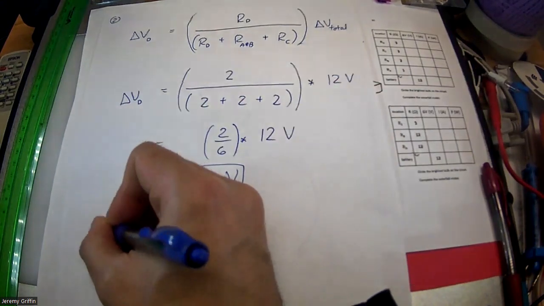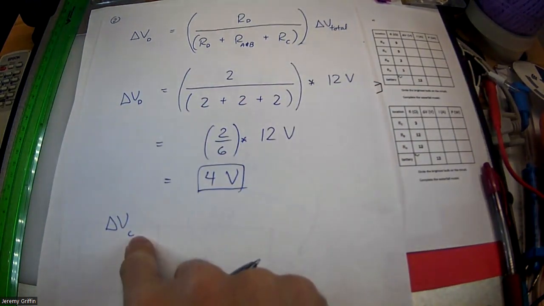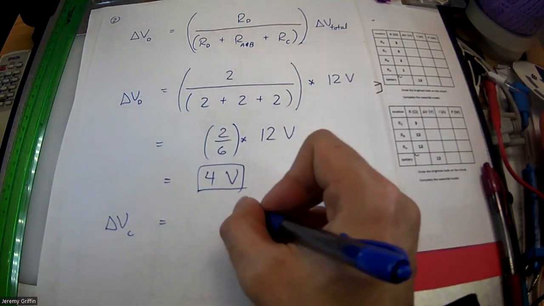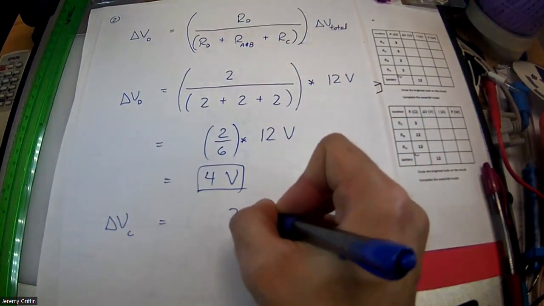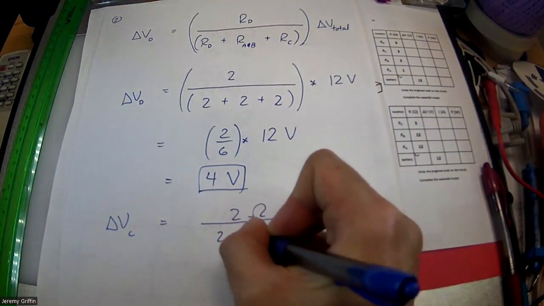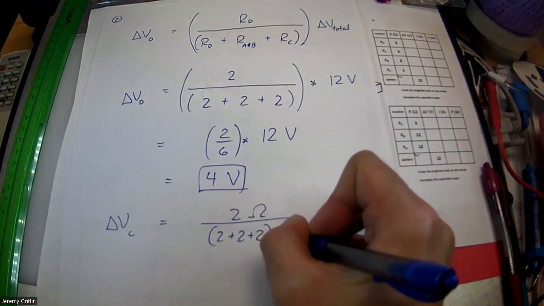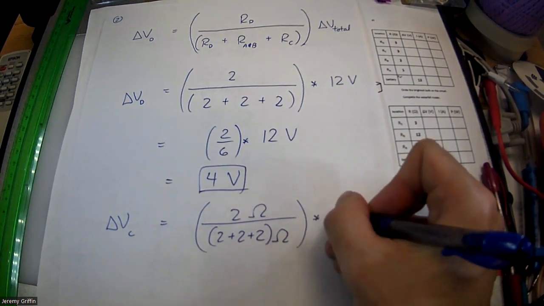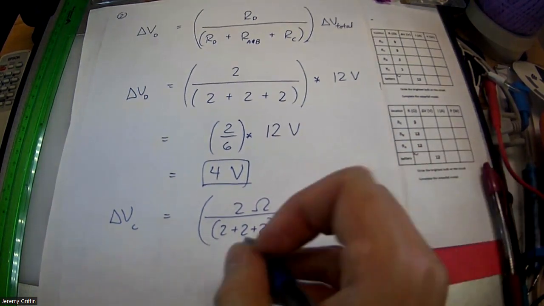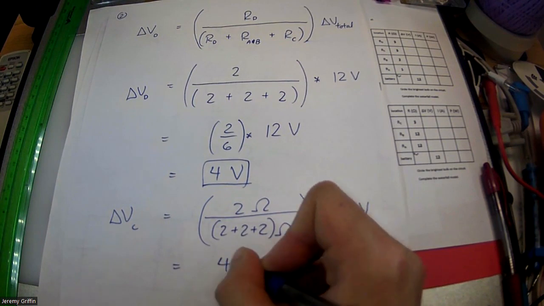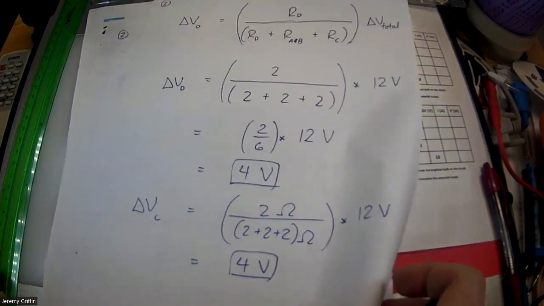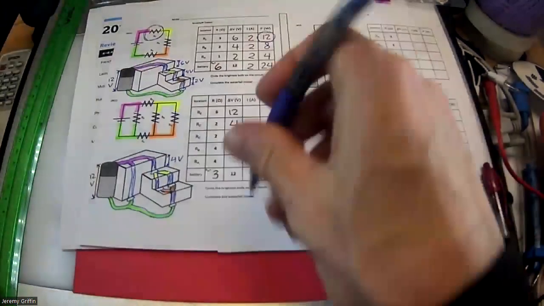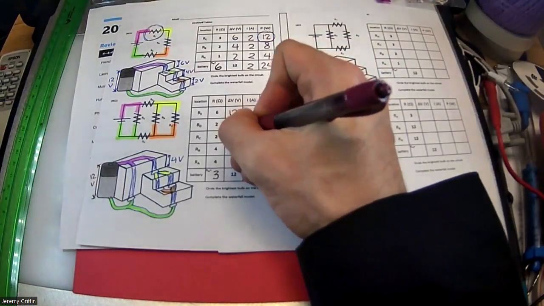So delta V across resistor C, the voltage drop across C, is just going to be resistor C, which for me is 2 ohms, divided by the same denominator of ohms, all multiplied by the same battery. So for me, it's the same number. So go to my table here, 4 volt drop there.